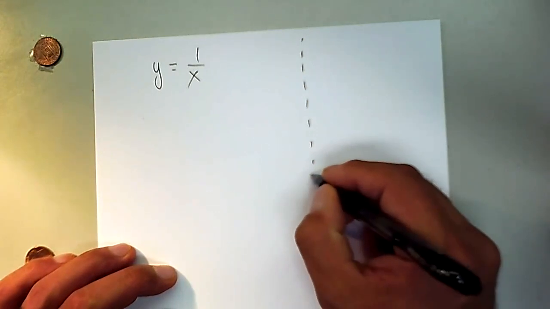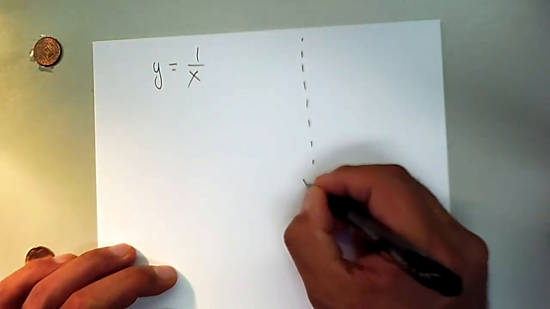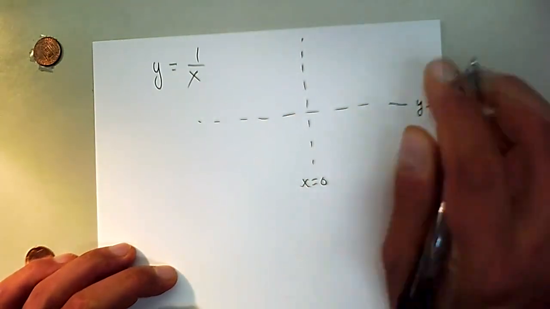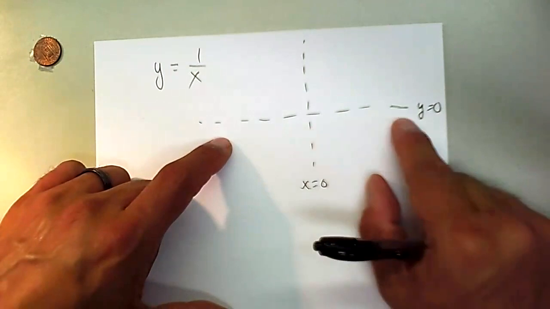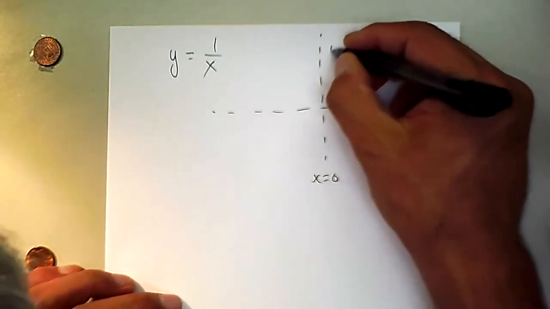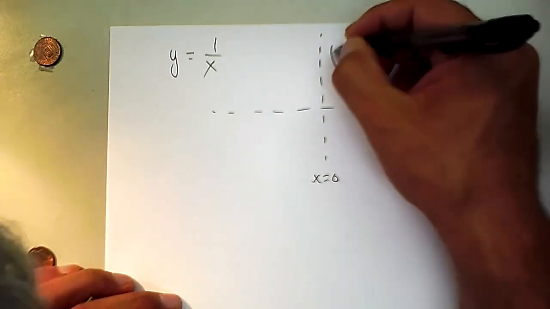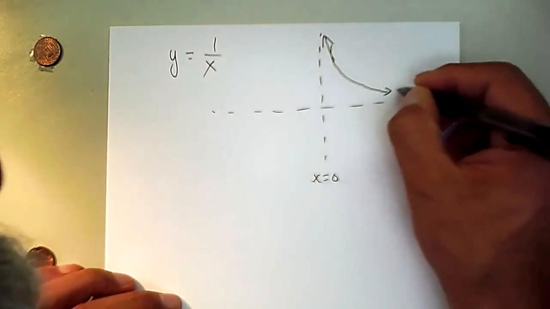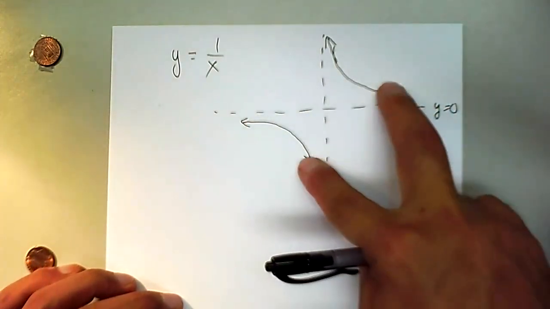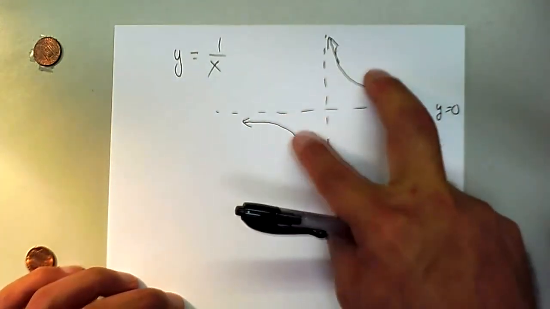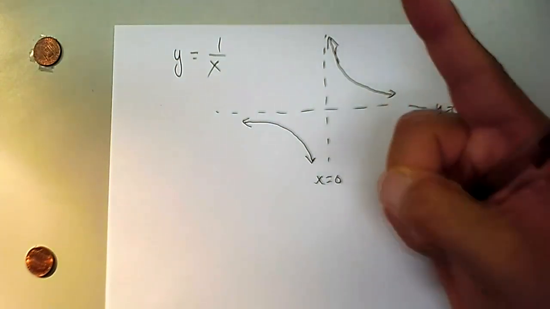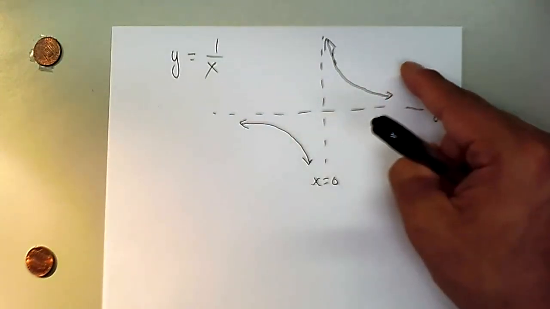This has a vertical asymptote, x equals 0, and a horizontal asymptote, y equals 0. I know this is confusing. Y equals 0 is the horizontal one, and x equals 0 is the vertical one. The graph has two branches. It curves this way. The name of the graph is actually a hyperbola. And the two branches, which don't connect, form one graph. Each one of those is called a branch.